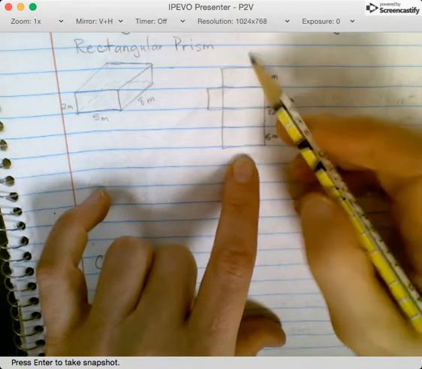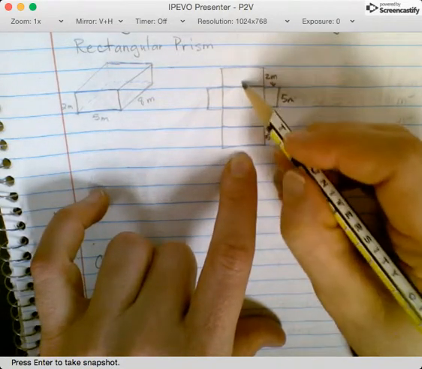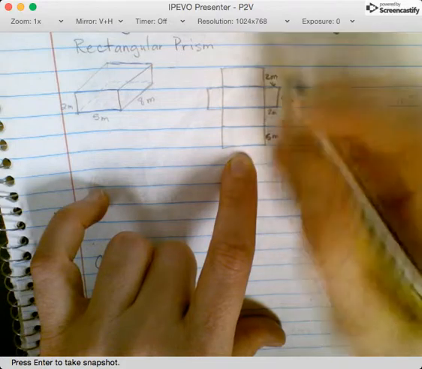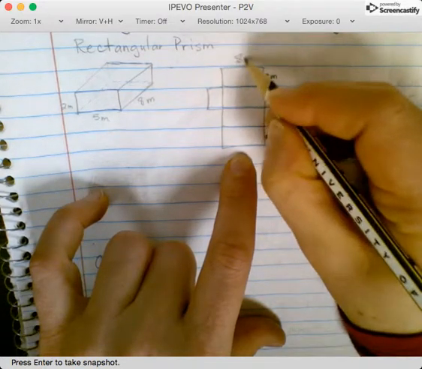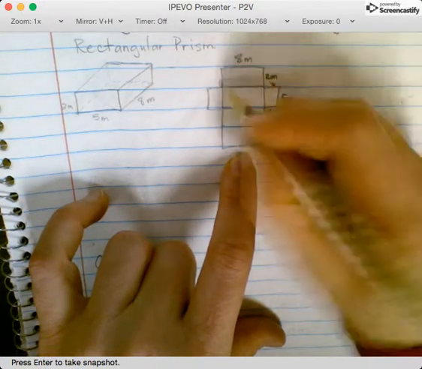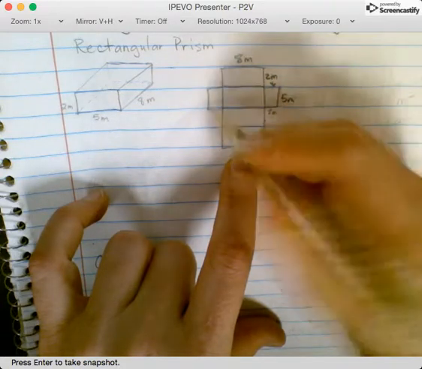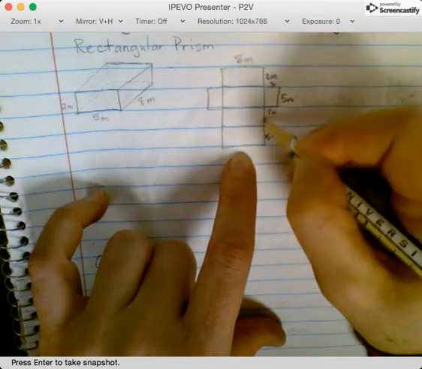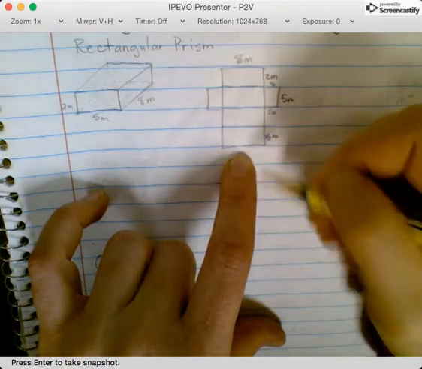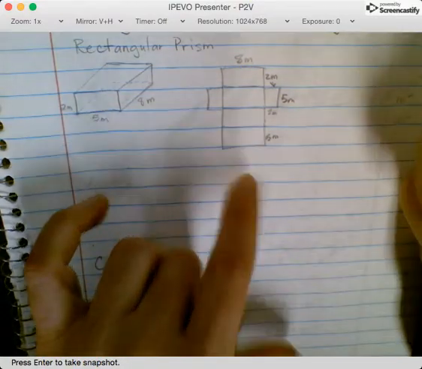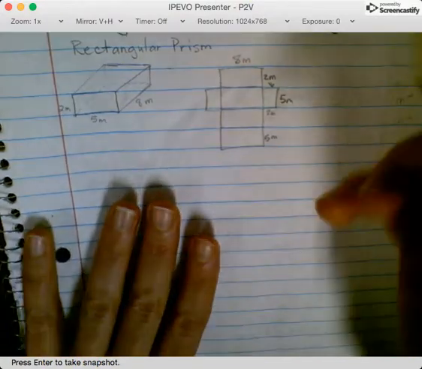And then that leaves my end here. These are all going to be the same. These are all going to be 8 meters. Okay, so the 2 is here and here. The 5 is here and here. 2 is here and here and here and here. 5 is here and here. Okay, so I've gone ahead and labeled.